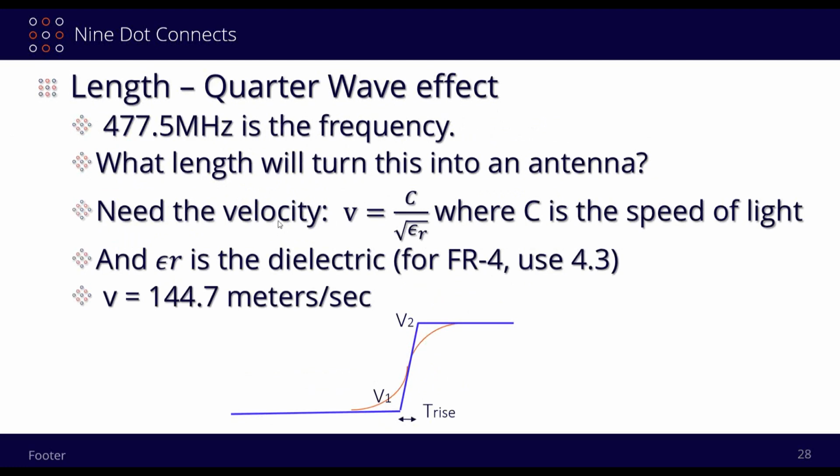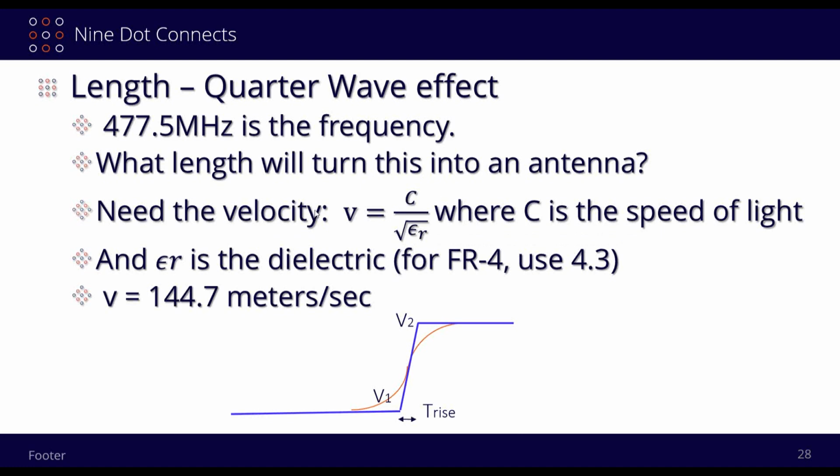Well, we also need to have a velocity. I know that many of us, if we get into a certain field in electrical engineering, tend to forget some of the things we learned back in college. But just recall that the velocity is needed in order to get the wavelength, in addition to the frequency. The velocity is given by c, the speed of light, over the square root of the dielectric constant. For this case, we're going to use FR4, which is 4.3. So you've got to know your dielectric constant.